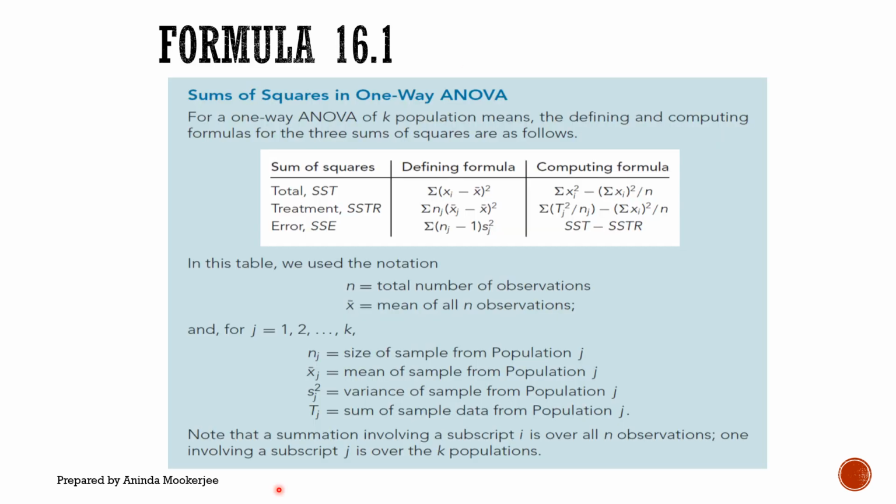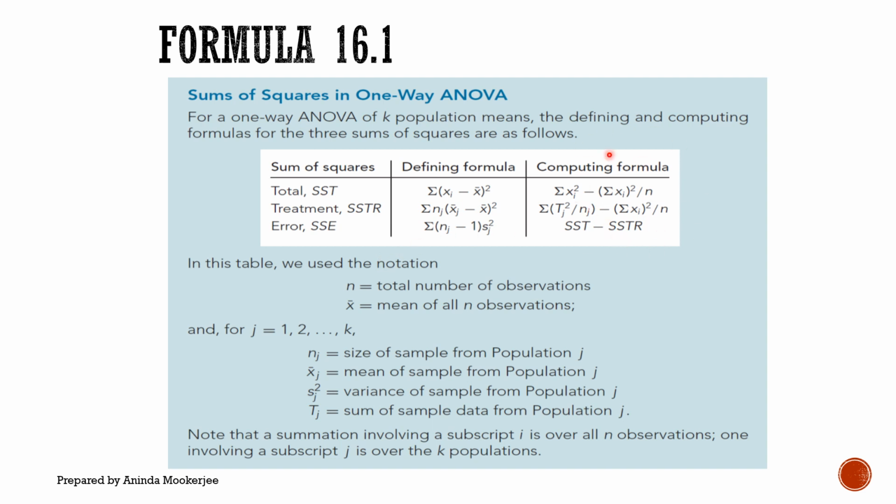Now these are the formulas to find the different sums of squares: the total, the treatment, and the error. But we have two different formulas here. The defining formula is what we use so far to find our MSTR and the MSE by first finding SSTR and SSE. We didn't need to find the SST because if we had the SSTR and the SSE, we could just use the formula for MSTR and MSE to find the value of F eventually.